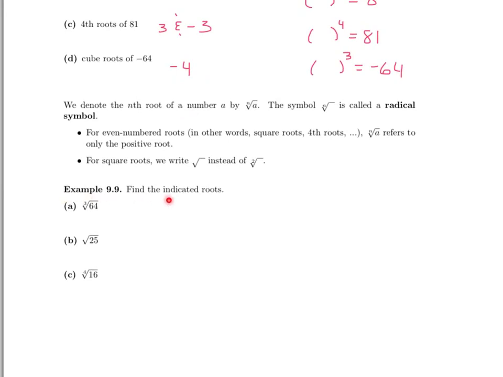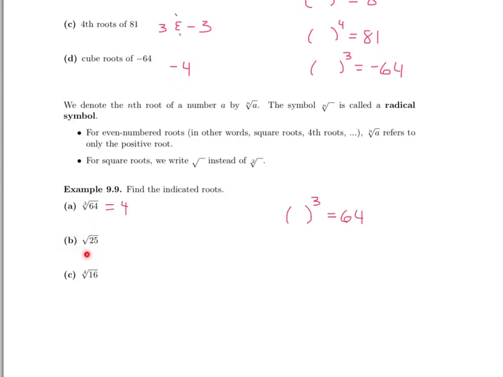Example 9.9, find the indicated roots. In part A, you are being asked to determine the cube root of 64. In other words, you're trying to find the number which, if you cubed it, would give you 64. Is there such a number? Yes, and it's 4. So the cube root of 64 is 4. Now let's look at the next one.